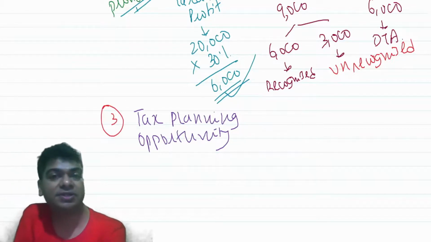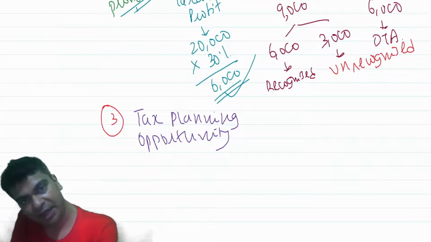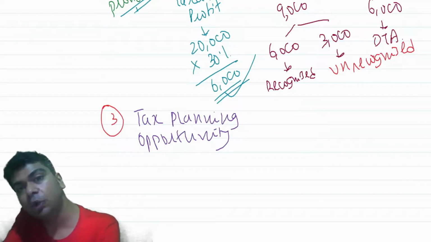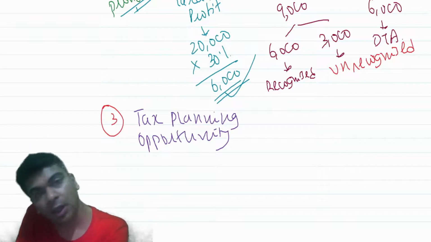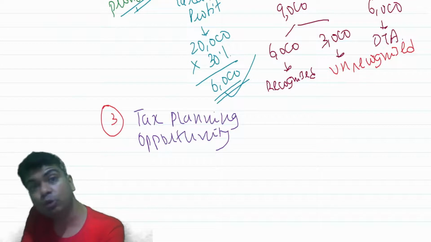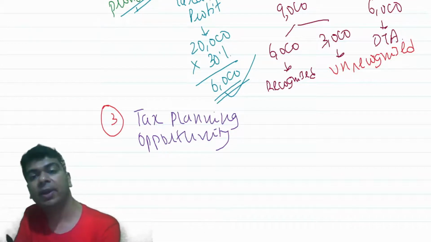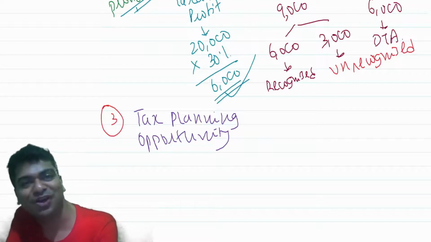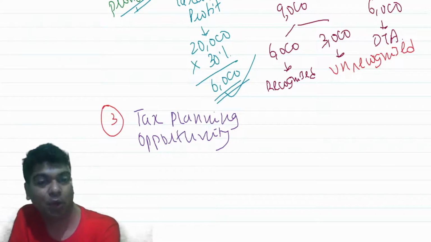Ind AS 12 is suggesting that now the entity should identify, are there any tax planning opportunities available which will result into higher taxable income in future? And because you have higher taxable income or taxable profit in future, you will have to pay tax. And because you have to pay tax, thanks to the deductible temporary difference, you will save that tax. And hence you should recognize a DTA.